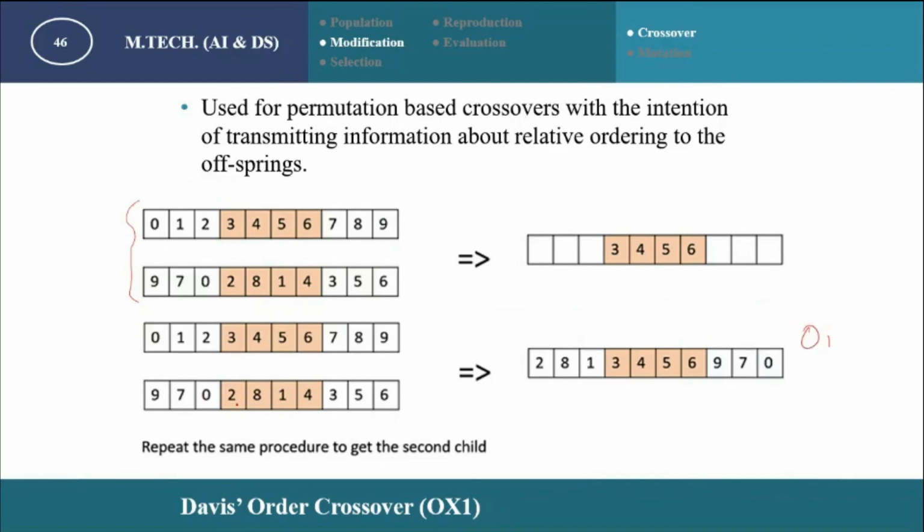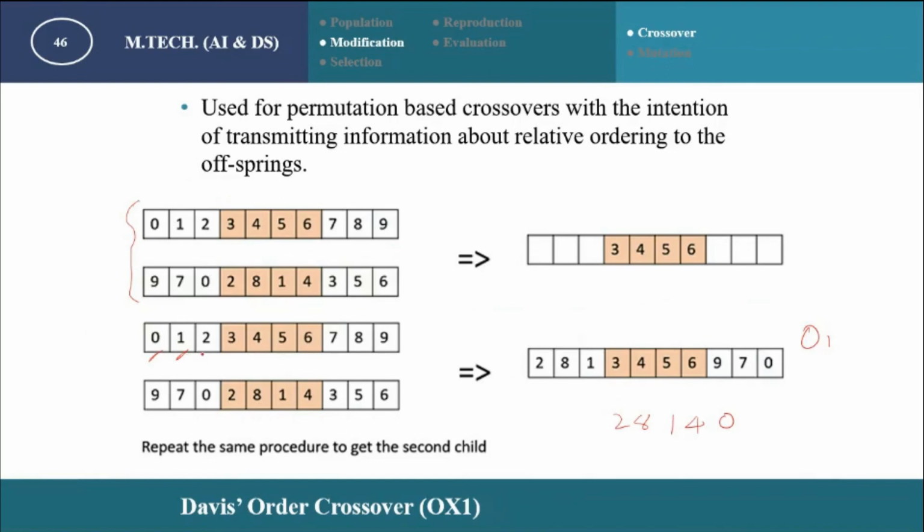If you have to generate O2, then we take the fixed points from the second chromosome. So if we take it, it will be like this: 2, 8, 1, 4. These are selected. Then we insert the remaining elements from the first chromosome. In this case, 0 is not in here, so 0 is inserted. The next item is 1. 1 is already there, so we can omit it.